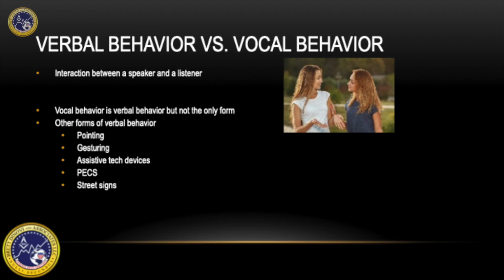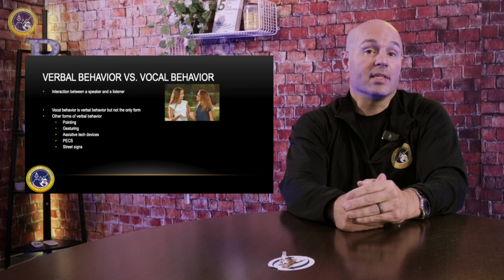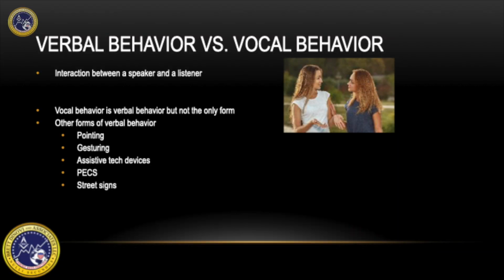For example, things like pointing. If I point to you, that can mean a direction going to a certain location. Gesturing, or maybe tapping on a chair and saying, sit here. We have a lot of learners that may not have any vocal behavior, but they can use an assistive tech device to communicate their wants and needs, not necessarily using any words at all. PECS, which a lot of students use, the Picture Exchange Communication System. Street signs could also be verbal behavior, giving you directions: do not enter, 25 miles per hour. Hopefully you adhere to those things. But those are just simply other ways that verbal behavior is found in our community.